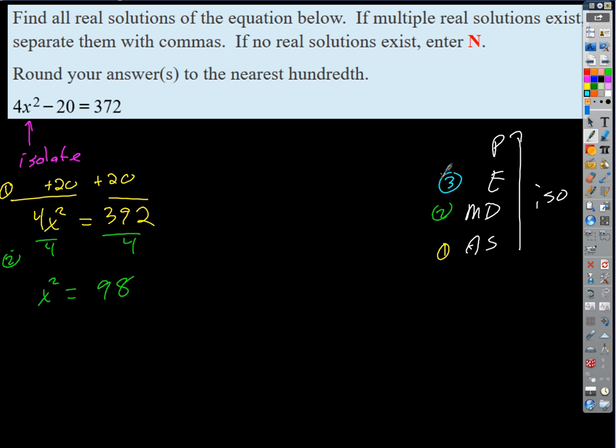Exponents, yeah, so there is an exponent there, there's a squared. So this is where I have to undo that exponent to get the x by itself, right? So do you divide 98 by... What are we gonna do?